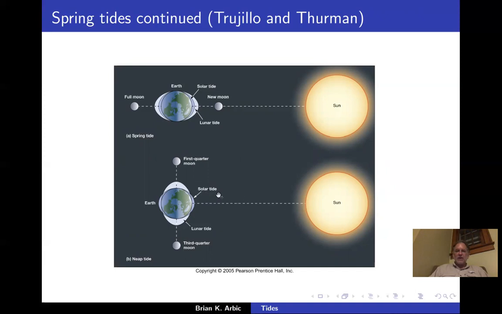On the other hand, during a neap tide, you see the equilibrium tide pulled by the moon and that pulled by the sun are not acting together. And so the high tides are not as high and the low tides are not as low.